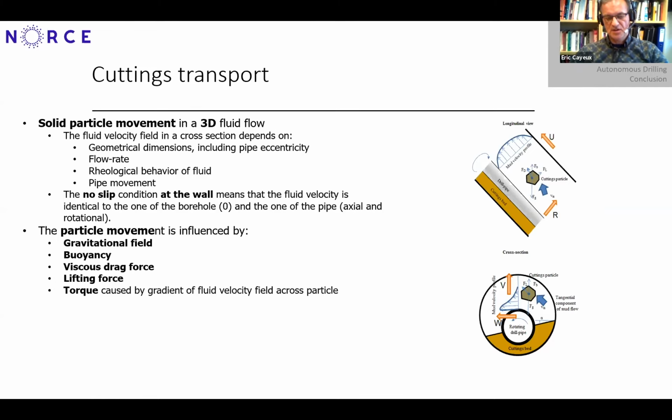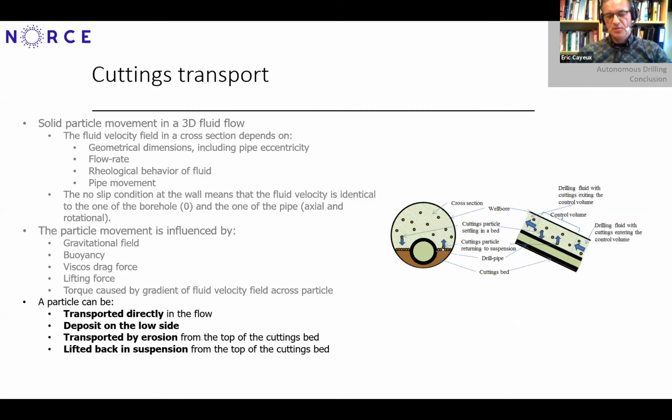So what happens to those cuttings particles? Well, they can be transported directly into the high side of the borehole, if you imagine that the borehole is inclined with a high inclination. The cuttings particle can settle on the low side if the conditions are not good, and therefore create a bed. And cuttings particles can be transported at the top of the bed because of erosion of this bed. They can return back to suspension if the conditions inside the borehole are changing. So cuttings transport is not a steady state phenomenon at all.